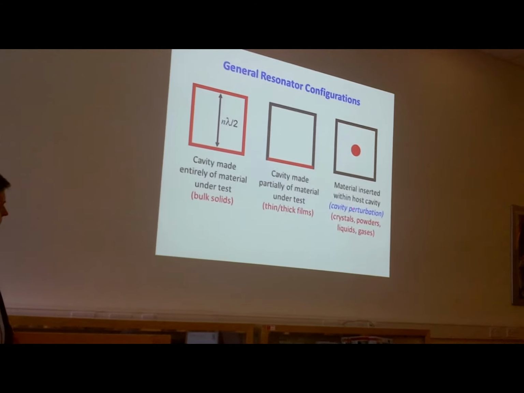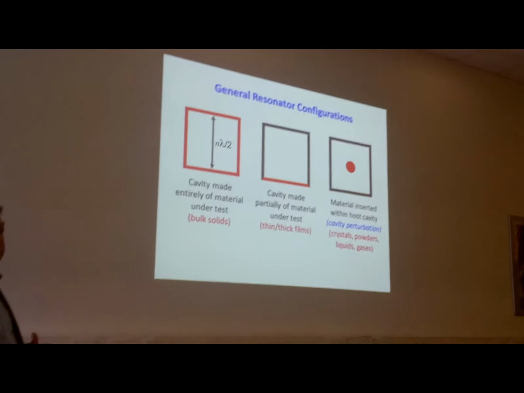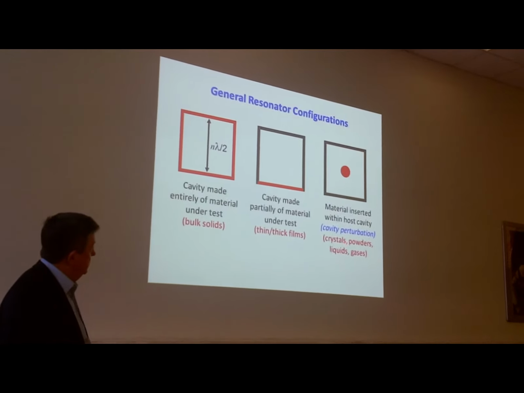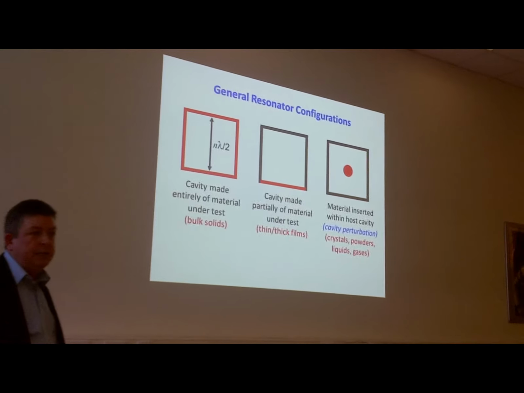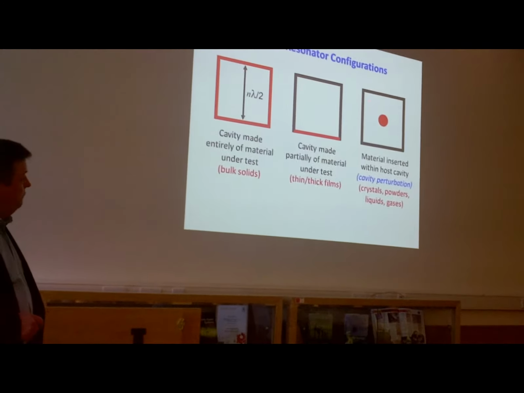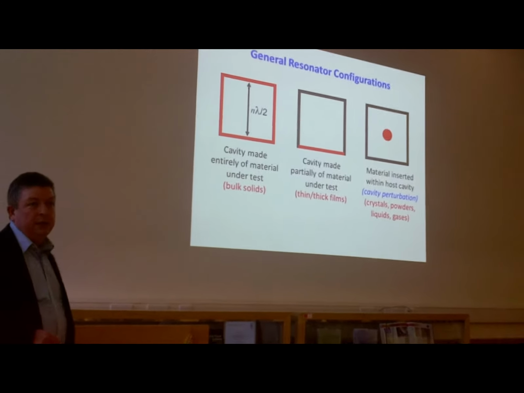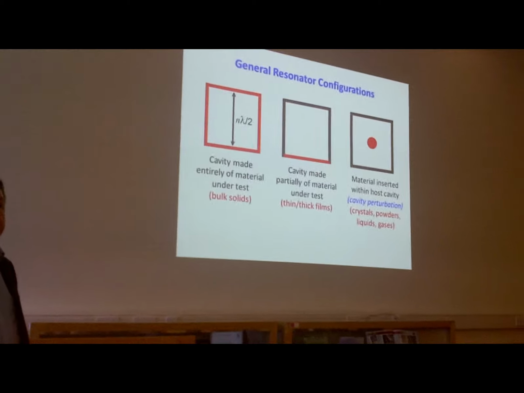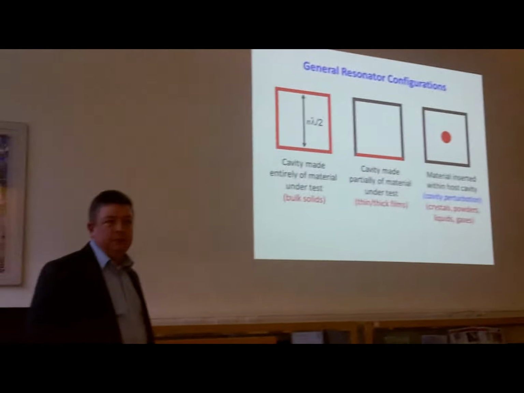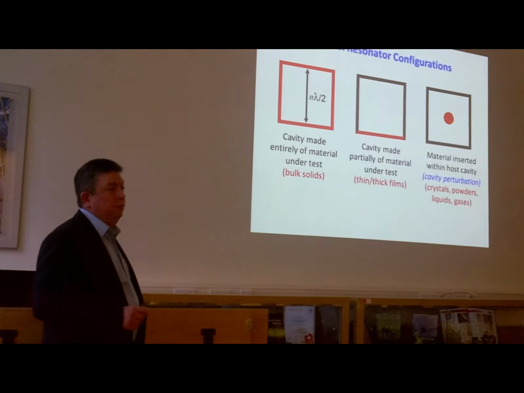So what we make a lot of use of is this basic cavity perturbation technique, where we design a generic cavity called a host cavity, and then we put the sample we're interested in measuring or sensing inside the fields of that cavity. And that red dot there can be anything you want. It can be a crystal, it can be a powder, it can be liquid, it can be a gas, and we've measured all of those. And I'll give you some examples of these measurements as we move along.